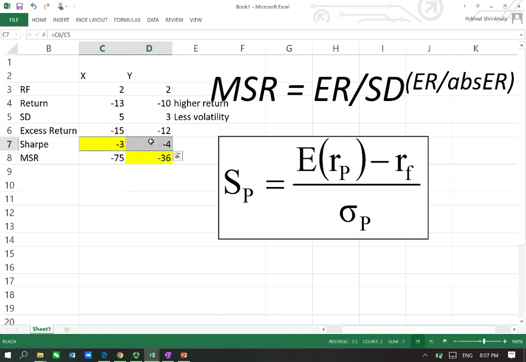The result was counterintuitive. But what we learn now is the refinement to the Sharpe ratio, this formula, which gives us the correct ranking. So we will select portfolio Y, or fund Y, as performing better.